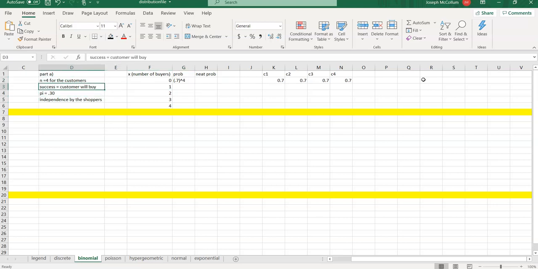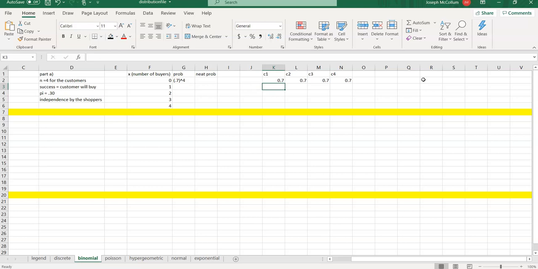Now, let's walk through how we could build the probability distribution. So that's the odds of getting 0 buyers out of 4 shoppers right there. Those are the odds. 70% times 70% times 70 times 70. The keyword was independent. Allow me to multiply them together like that.